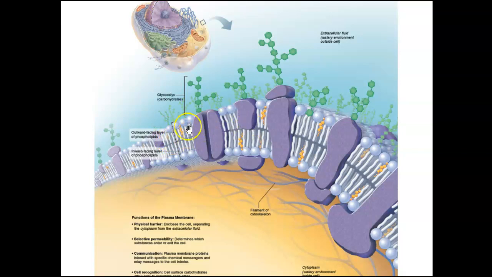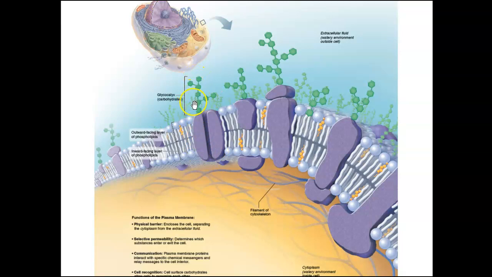attached. So this double layer of phospholipids has cholesterol molecules, which are these golden ring, 4-ring structures. The cholesterol helps to give the membrane more stability. And these large, chunky purple molecules are the membrane proteins, and they have various functions. This one is a channel protein that allows for transport into and out of the cell.